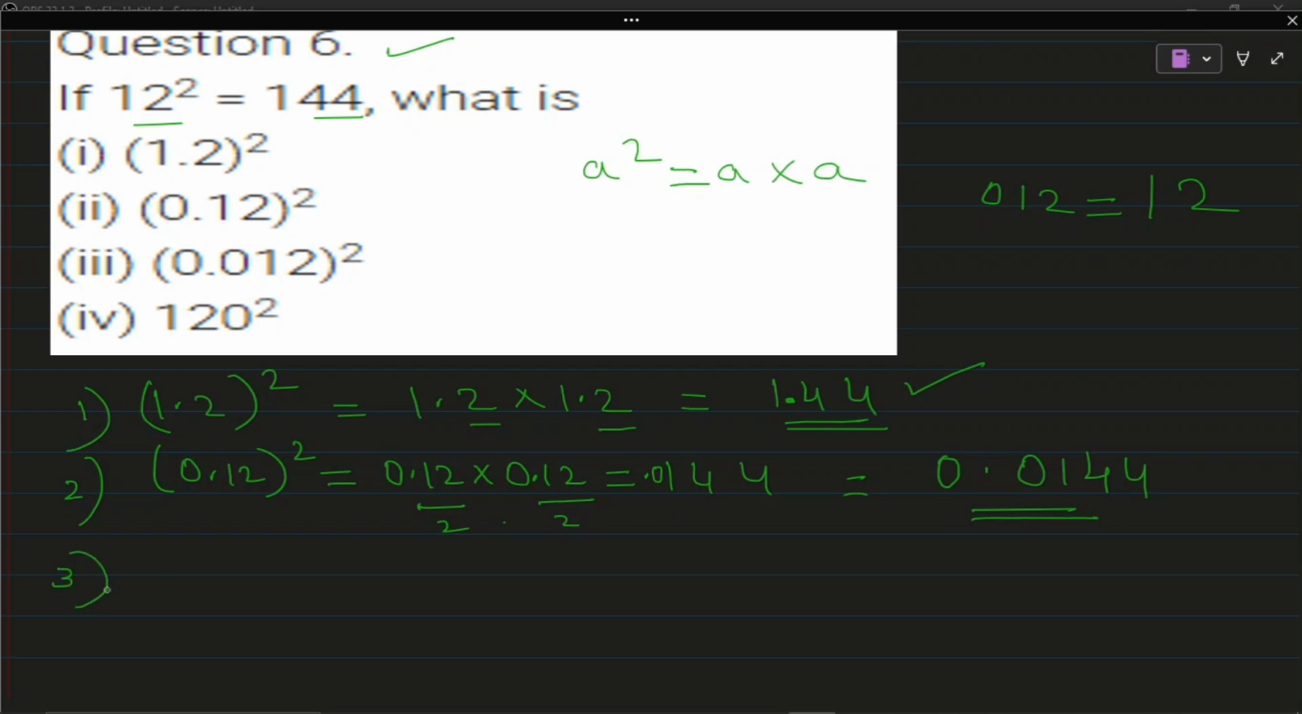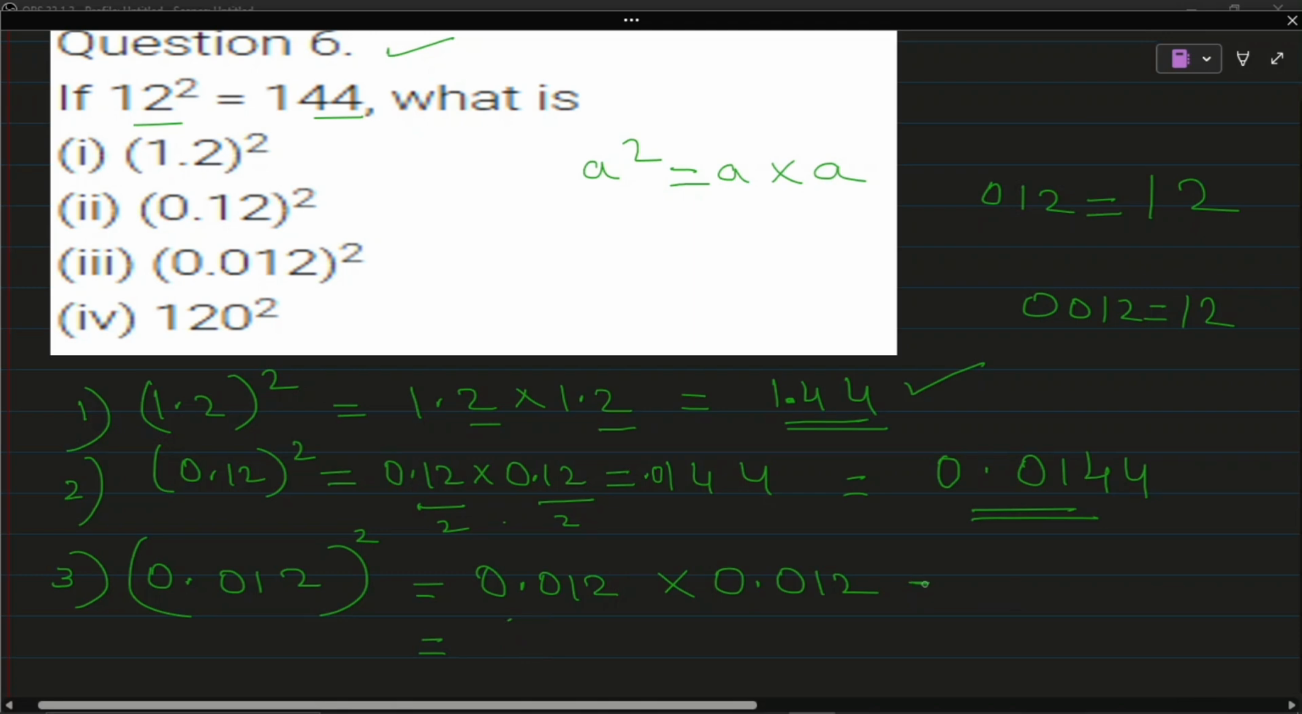Now the third question, 0.012 whole square. The same procedure, 0.012 multiplied with 0.012, and first without decimal we will consider this number. This becomes 0012. That means left side zeros are coming, so actually it is 12 only. So here the answer is 144. Now we will put the decimal.